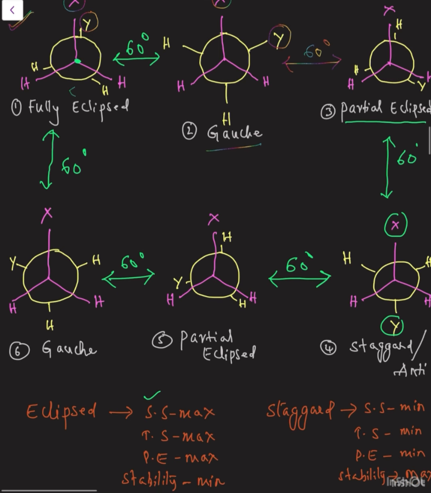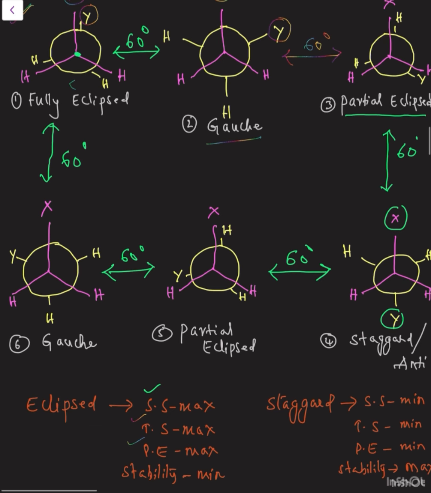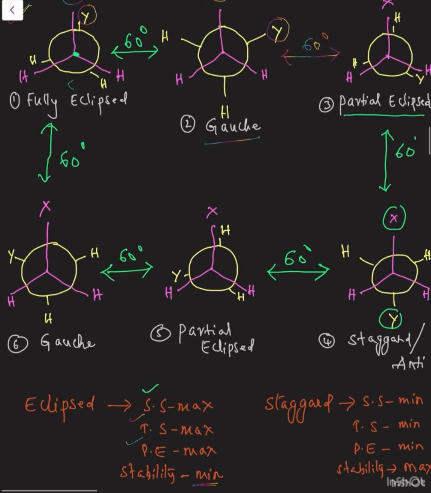Coming to torsional strain, it is also maximum. We know what is meant by torsional strain. It is a repulsion between the electrons, we discussed, right? That is also maximum. The potential energy is also maximum, but stability is minimum. Repulsions are more, right? Stability is less, stability is minimum. Coming to the staggered conformer, which is the fourth conformer, this one.